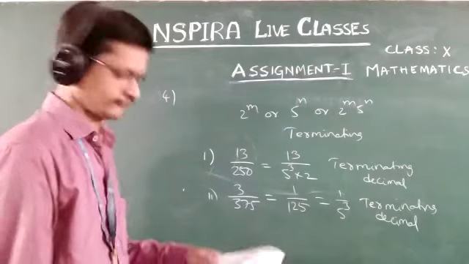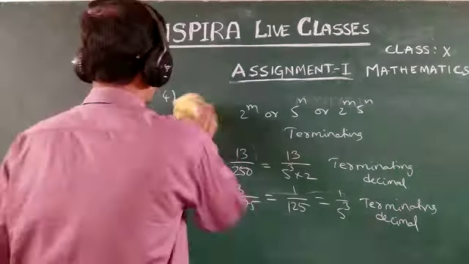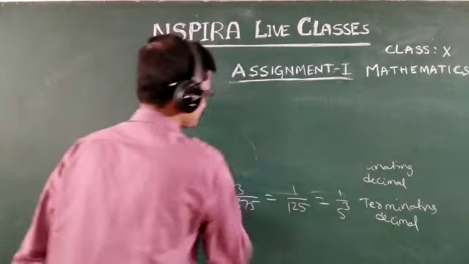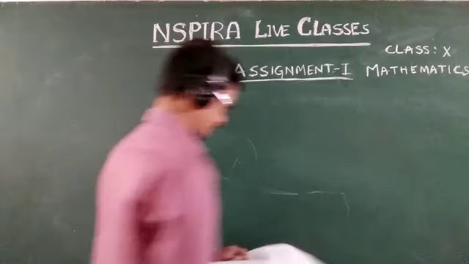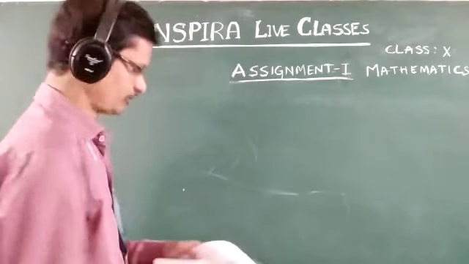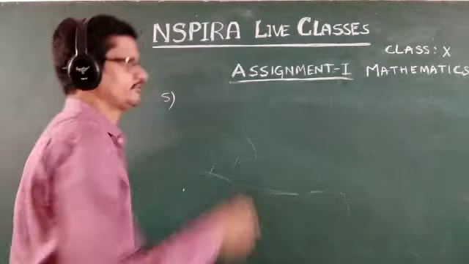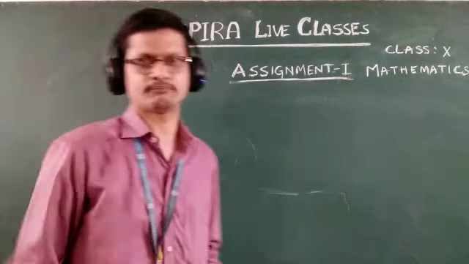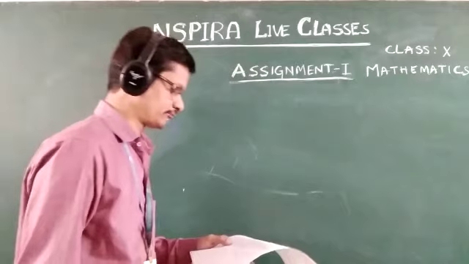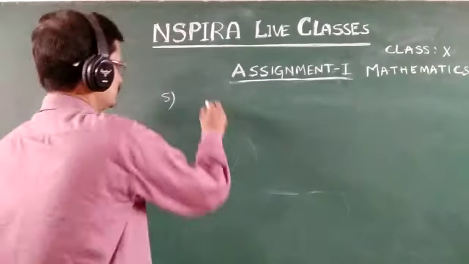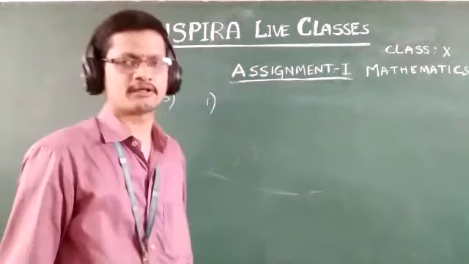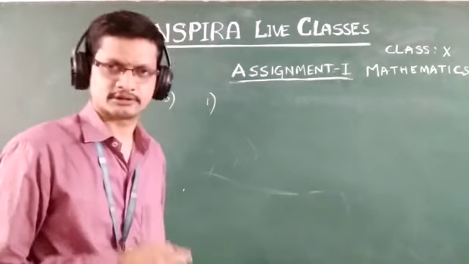Now see the fifth one. How can you justify the following statements? How can you justify means you have to give some examples. The sum of two irrational numbers need not be irrational.